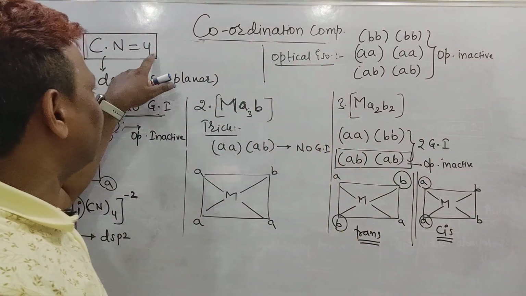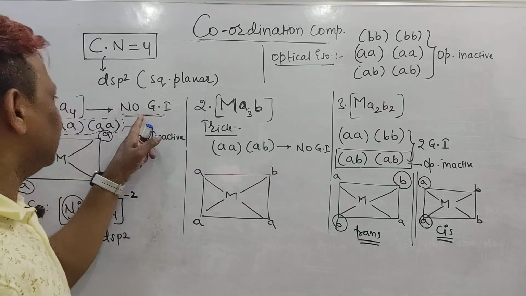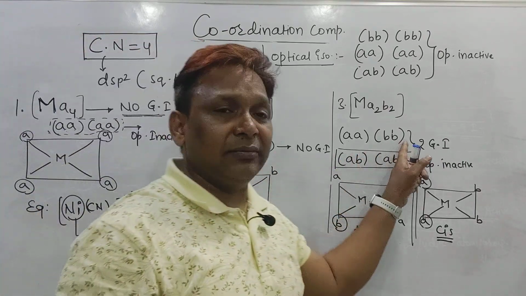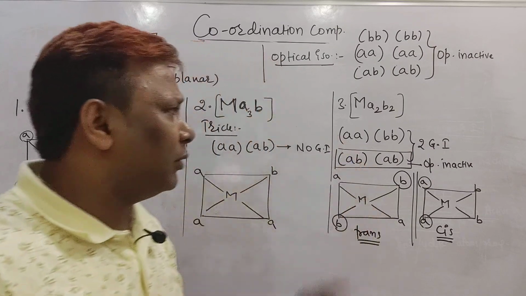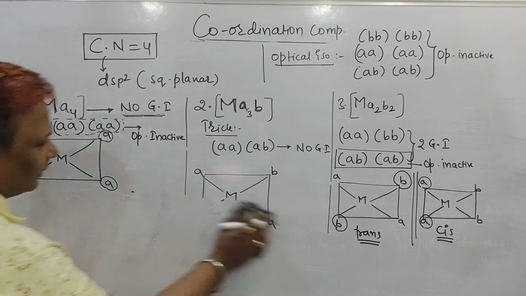But for coordination number 4, dsp2, you have to check for geometrical isomerism. This one does not have it, and this one does not have it, but it will have 2, right? One more example I will try, beta, just a minute. One more example, other than this one.